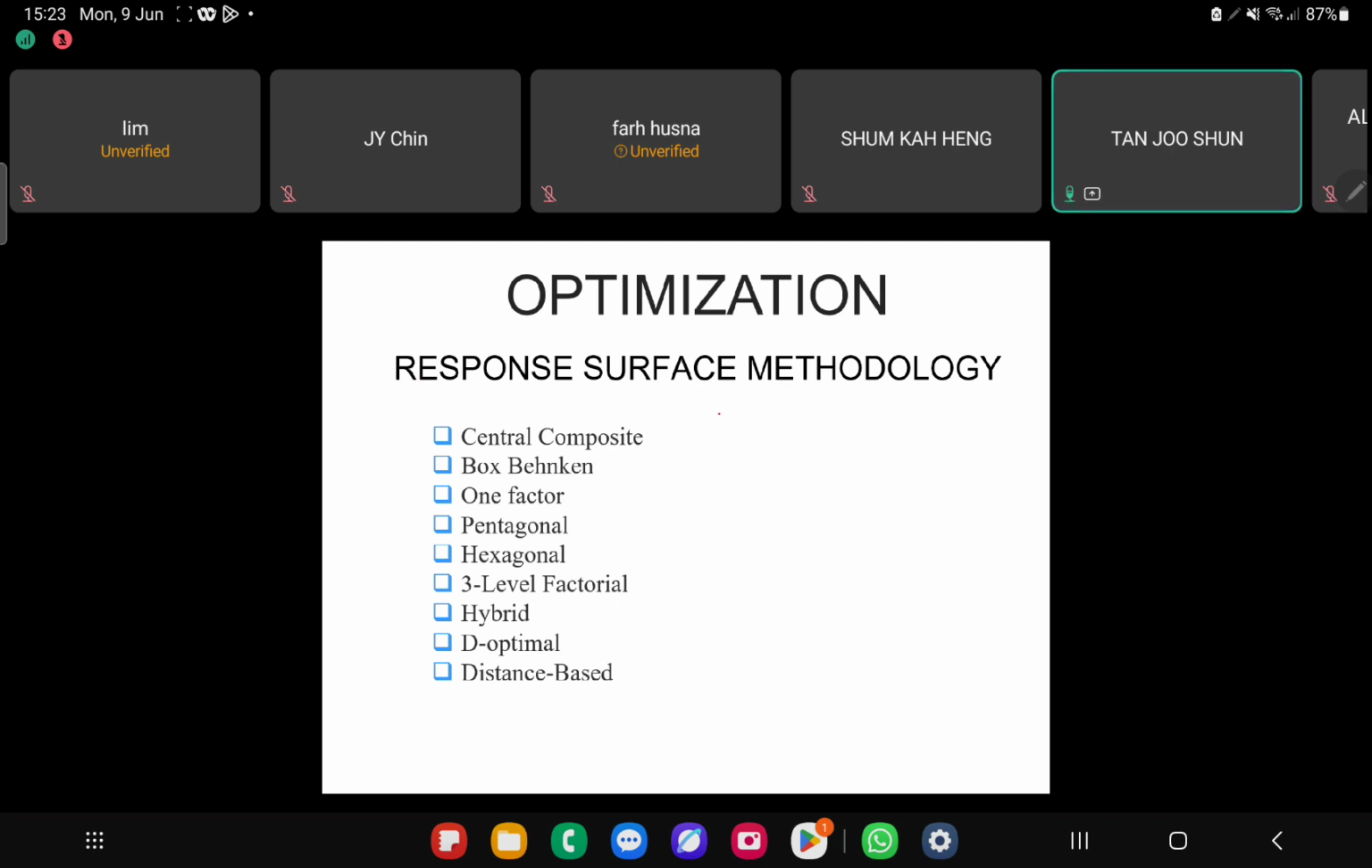For the design of response surface methodology, you can use CCD, Box-Behnken, or three-level factorial. The three-level factorial is the conventional classic one. These two, CCD and Box-Behnken, are currently more popular.